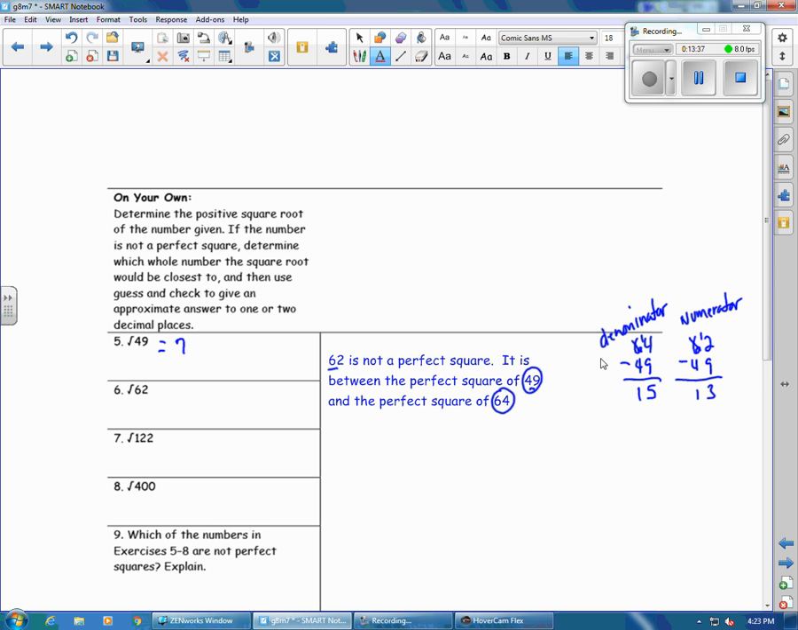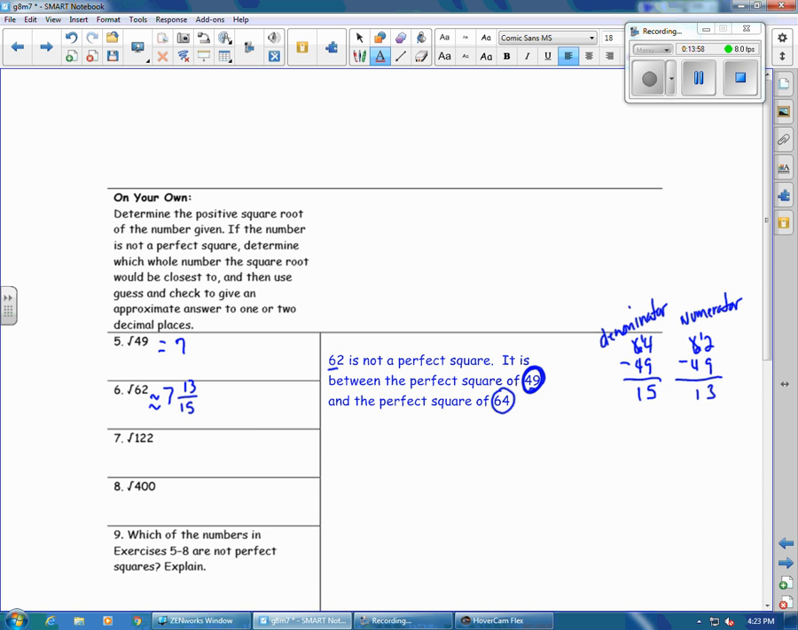So if I'm estimating the square root of 62, it's going to be 7, because the square root of 49 is 7. So it's going to be 7 and 13/15ths, about. Because again, we're still estimating. That's still not an exact number.